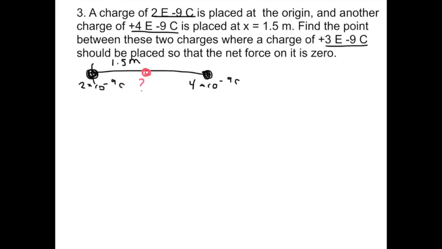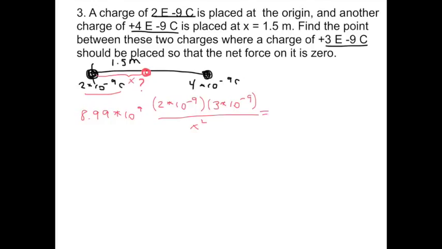We'll start with the force of this first charge over on the left. So that will be equal to Coulomb's constant, 8.99 times 10 to the 9th, times the first charge, which is 2 times 10 to the negative 9th, times the central charge, which is 3 times 10 to the negative 9th, and then that will all be divided by this radius between them, which we'll call x squared.